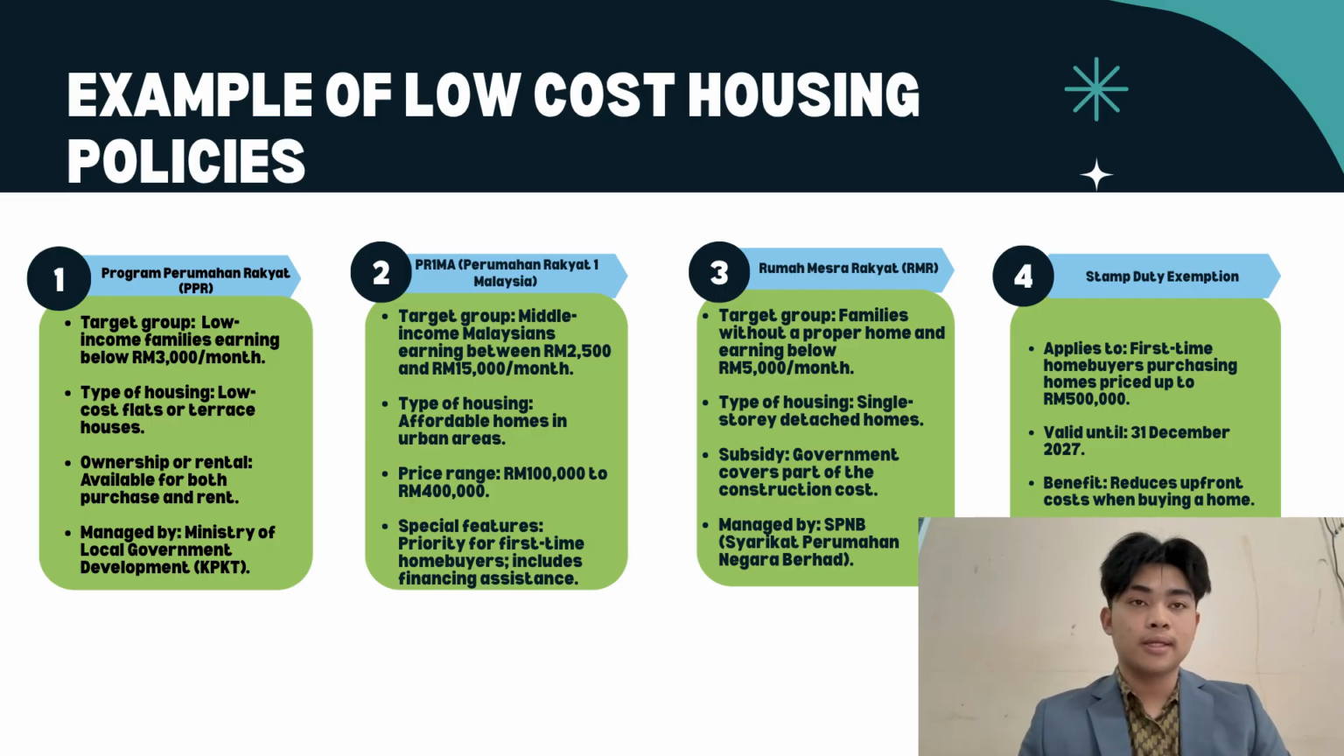And the third point, we have Rumah Mesra Rakyat, RMR. For these policies, the target group is families without a proper home and earning below RM 5,000 per month. And the type of housing is a single-story detached home, and for the subsidy, the government covers parts of the construction cost, managed by the SPNB, Syarikat Perumahan Negara Berhad.